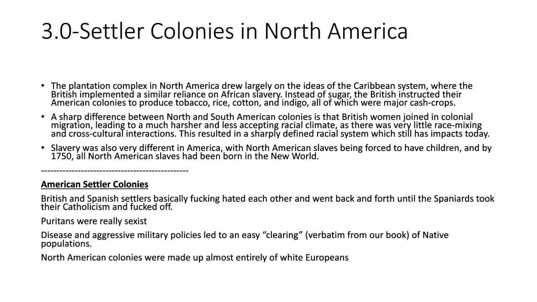So the plantation complex in North America drew largely on ideas of the Caribbean system, where the British implemented a similar reliance on African slavery. However, instead of sugar, the British instructed their American colonies to produce tobacco, rice, cotton, and indigo, all of which were major cash crops. A sharp difference between North and South American colonies is that British women joined in colonial migration. So why was there such a large mixed race population in South America, aside from the sugar colonies?